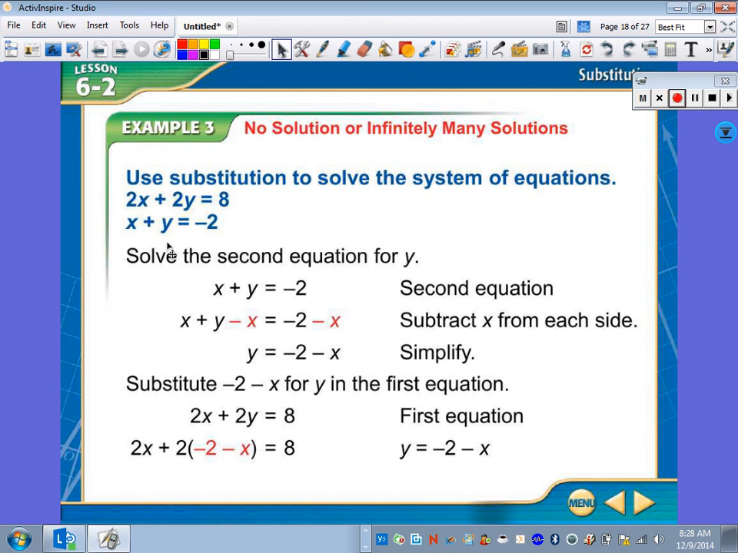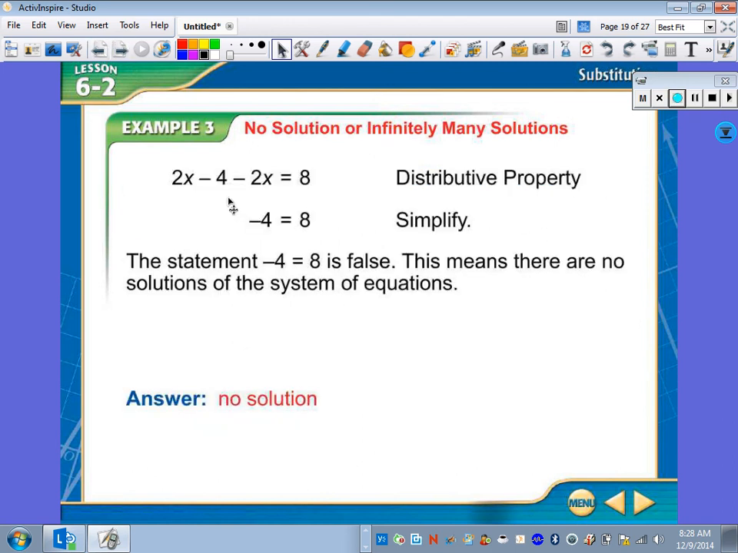So they solved the second equation for y. You could have done x, it didn't matter. And they end up with y equals -2 minus x. Replace this y with -2 minus x. When you do that, you end up with 2x minus 4 minus 2x equals 8. Guys, 2x minus 2x is 0. So you have -4 equals 8.